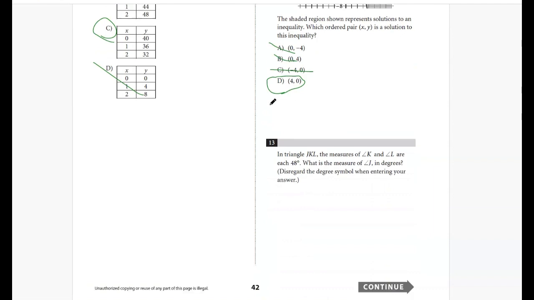In triangle JKL, the measures of K and L are 48 degrees each. What is the measure of J in degrees? So we know two angles, but we don't know the third angle. But we know that these have to add up to 180. So what's X? X is equal to 84.